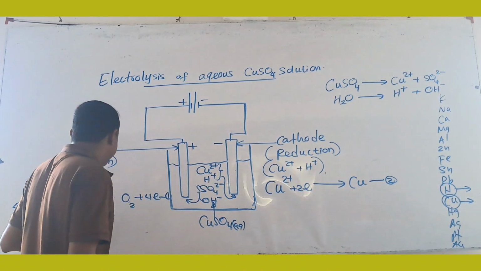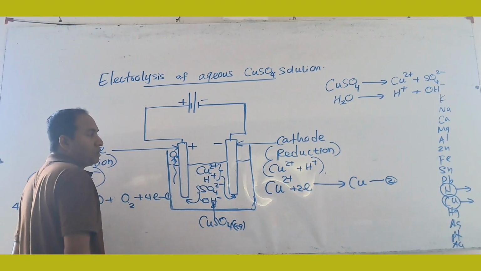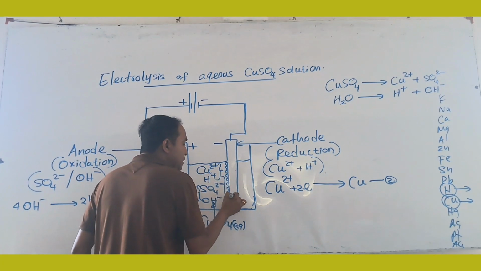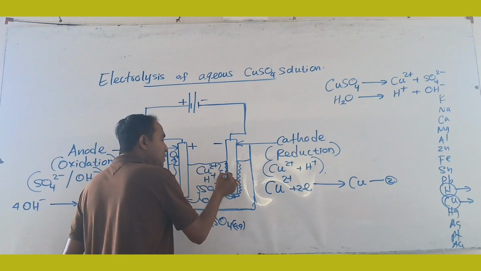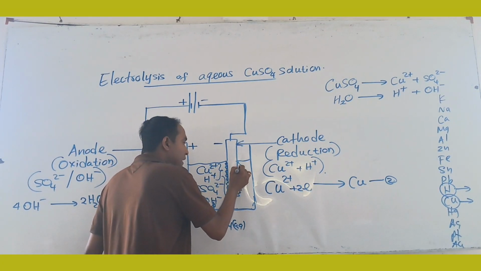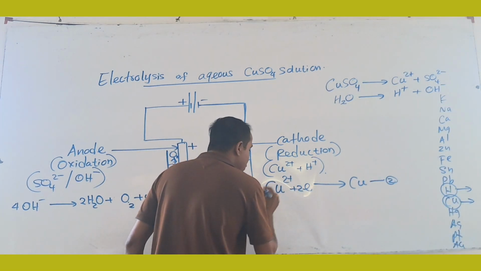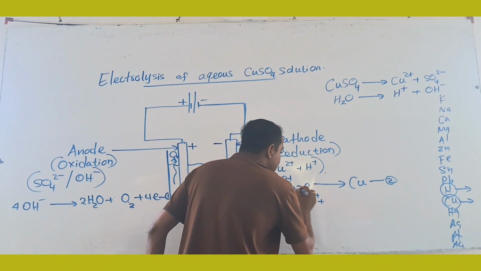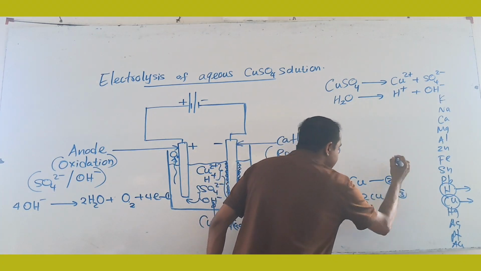Due to this reaction, oxygen is evolved at the anode. Due to this reaction, copper is formed near the cathode. This formed copper is deposited on this electrode like that. Then to balance this equation, equation number 2 should be multiplied by 2. After that, 2Cu2+ plus 4 electrons forms 2 copper. This is equation number 3.